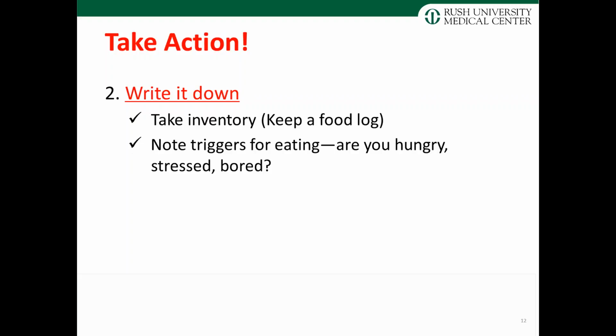The next thing is to note your triggers for eating. So what time of the day are you eating, and are you actually hungry at that time? Are you feeling stressed? Are you bored? It's just very important to be mindful of why you're eating.